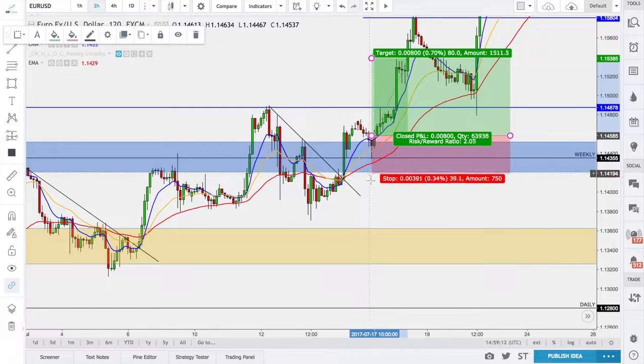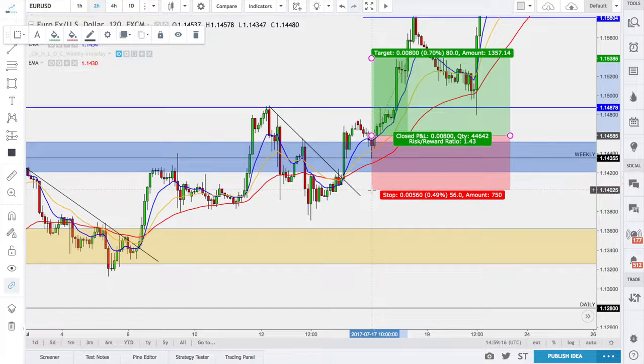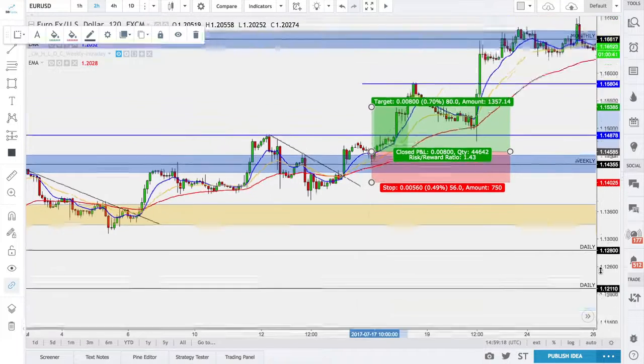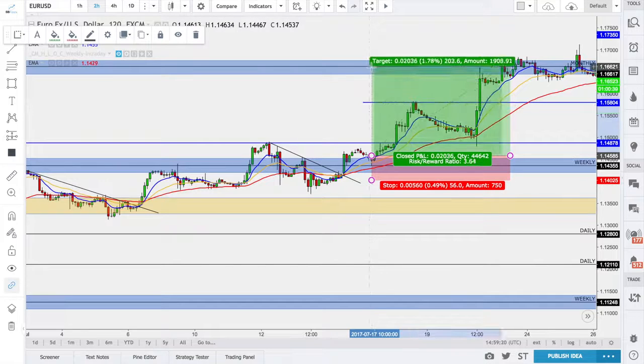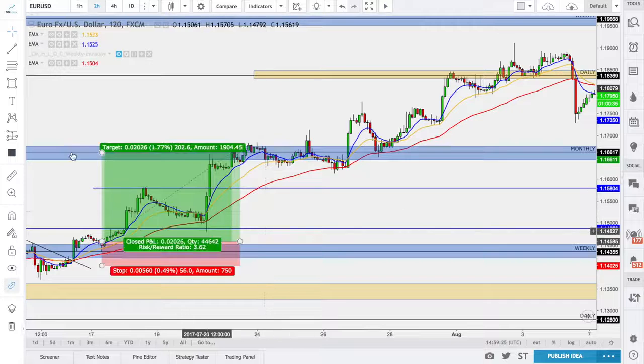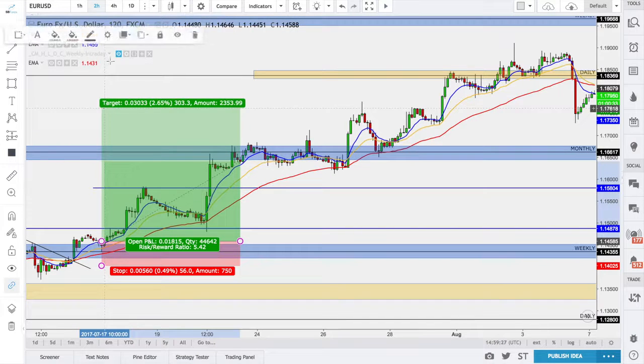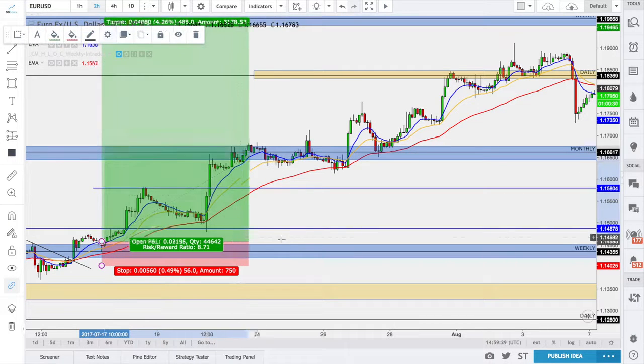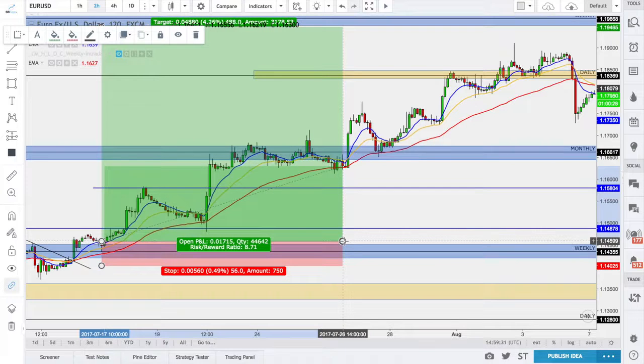So the more aggressive approach is to put it just below this area of support. More conservative is to put it around here. Once again, take profit here and above. So first TP and second all the way up there. So you can see that's two examples of when you see a crossover on the monthly.